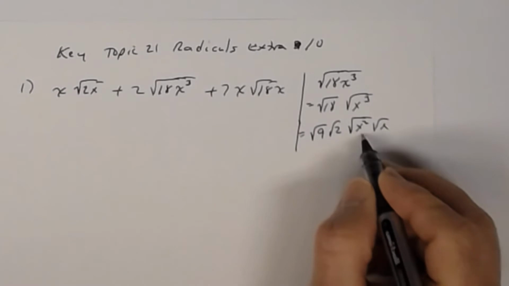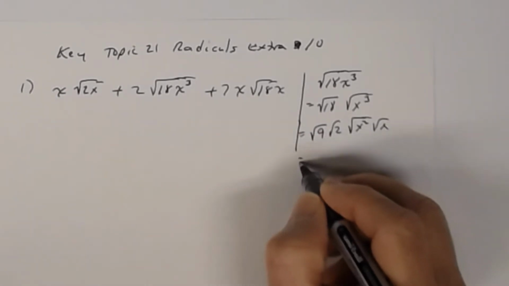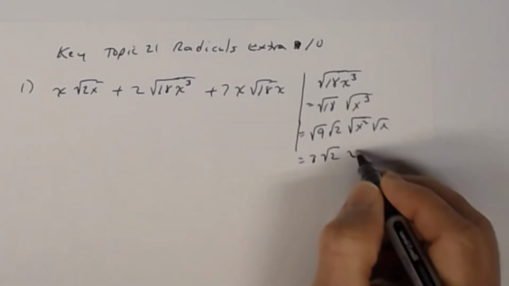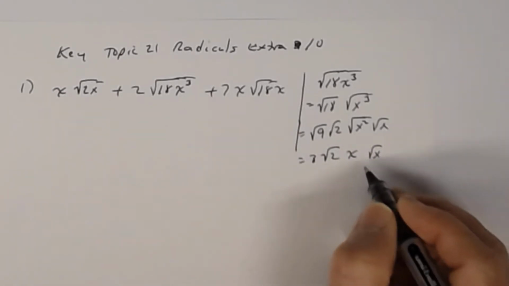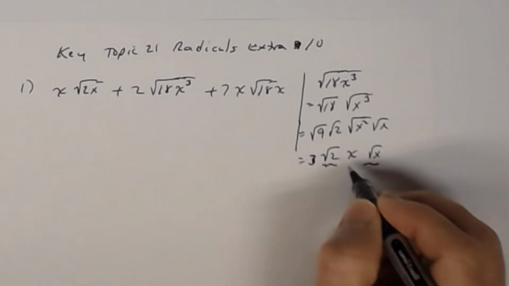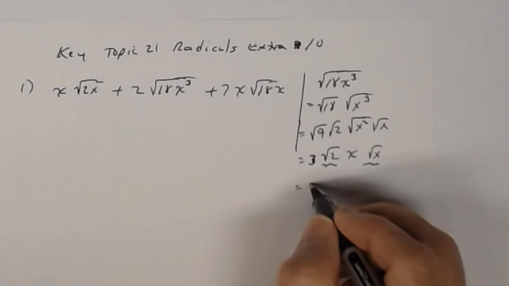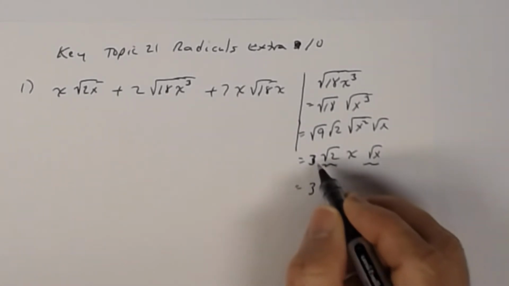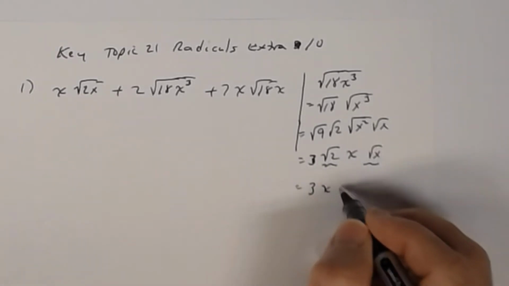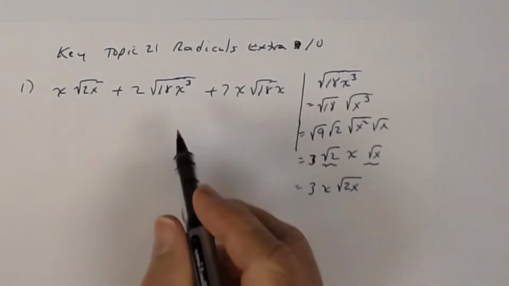Now I have four factors here, so let's simplify each of those if I can. I can simplify the square root of 9; that's 3. I cannot simplify the square root of 2. I can simplify the square root of x squared; that's x. I cannot simplify the square root of x. But I can rewrite the square root of 2 times the square root of x as one square root using the product property. So it'll be 3x, putting the factors that don't involve radicals in front and the radicals at the end: 3x square root of 2x. That is this part here.